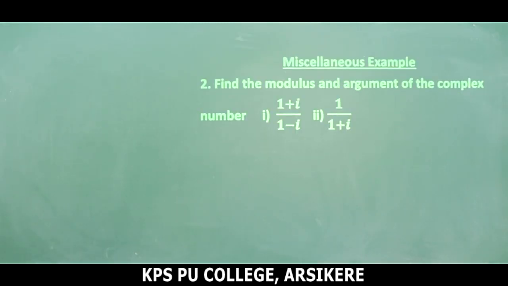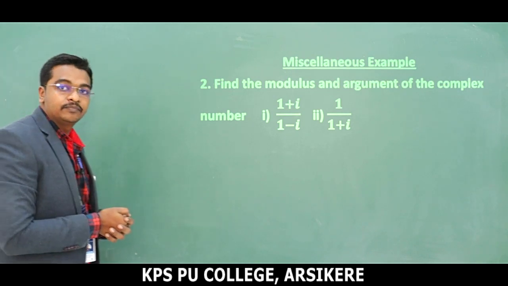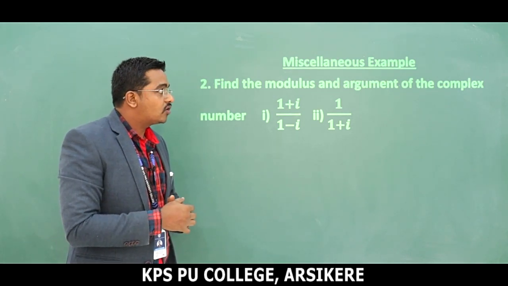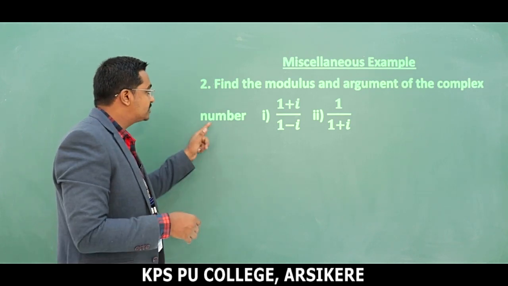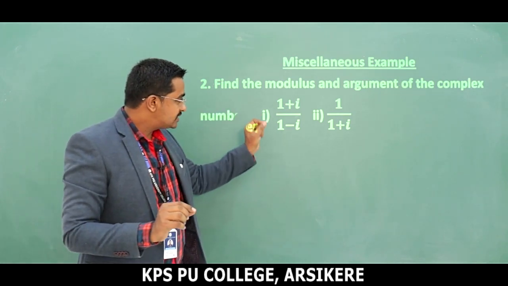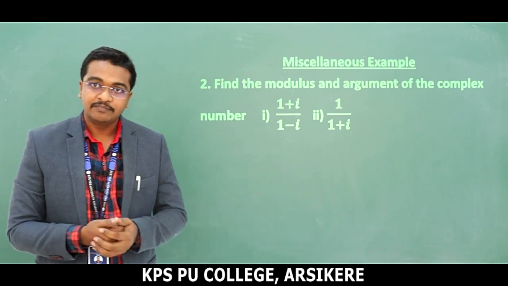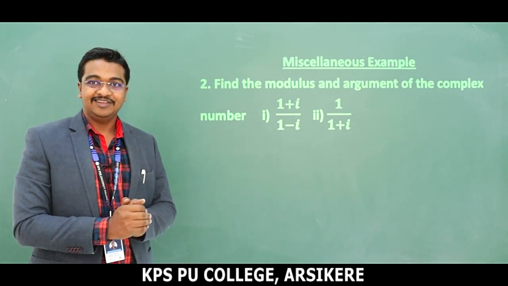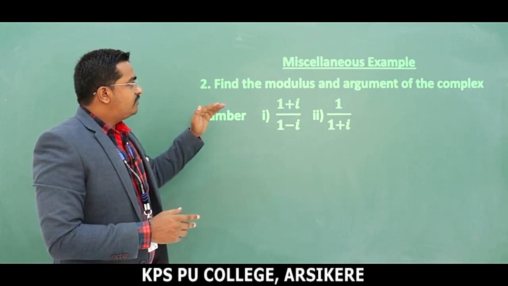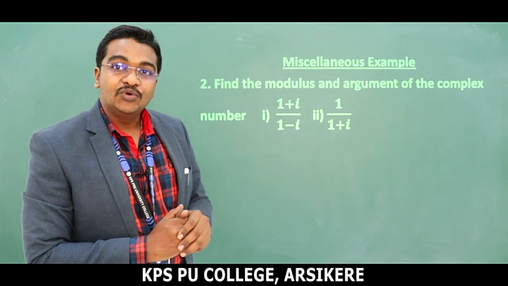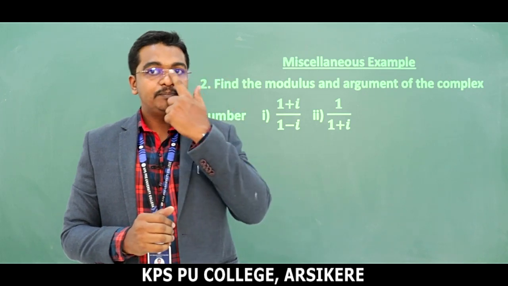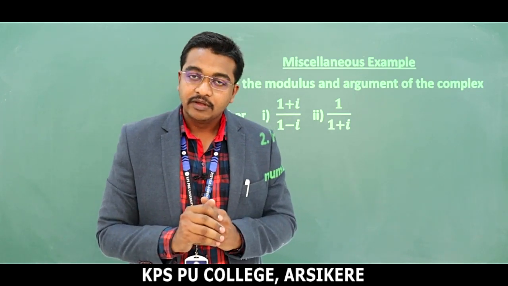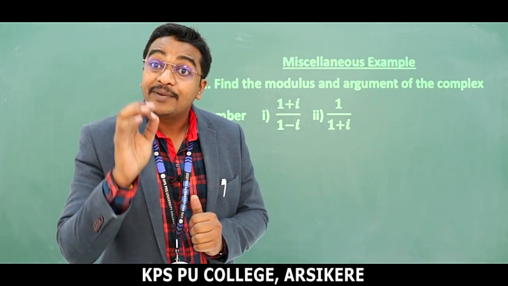Now dear students, we are moving to the next question. Miscellaneous example. Find the modulus and argument of the complex number. First one, 1 plus i divided by 1 minus i, and the second one, 1 divided by 1 plus i. So here we have to find modulus and argument. Okay, so in the previous class we had a discussion on modulus as well as the argument. So here we are going to find the principal argument.